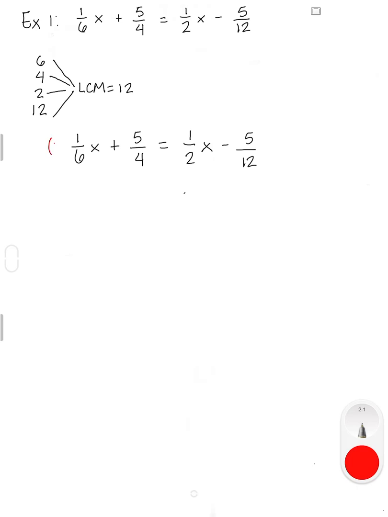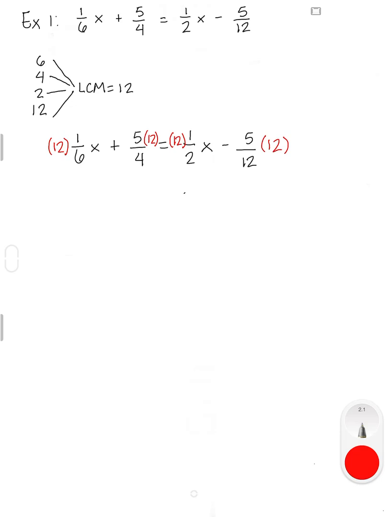So what we do with that 12 is we're going to go ahead and multiply every single term by 12. So we're going to multiply this by 12. We're going to multiply this by 12. We're going to multiply this other side by 12. And then by 12. Okay?